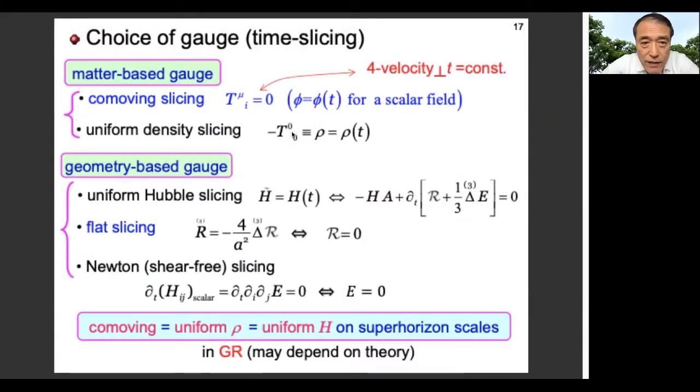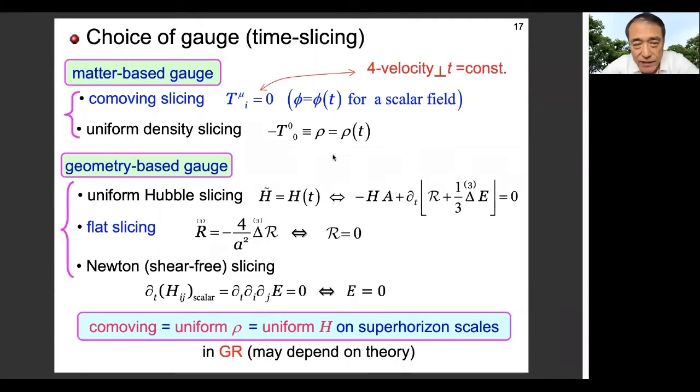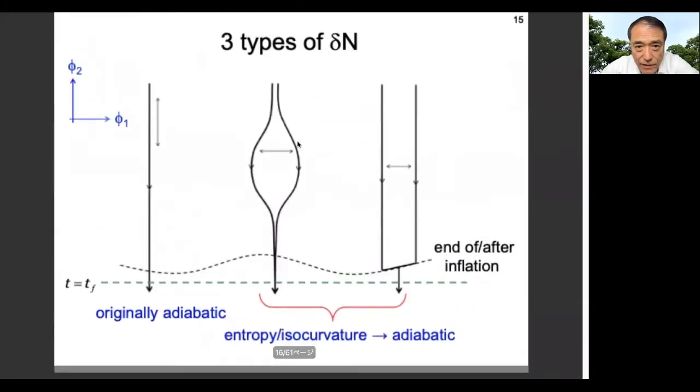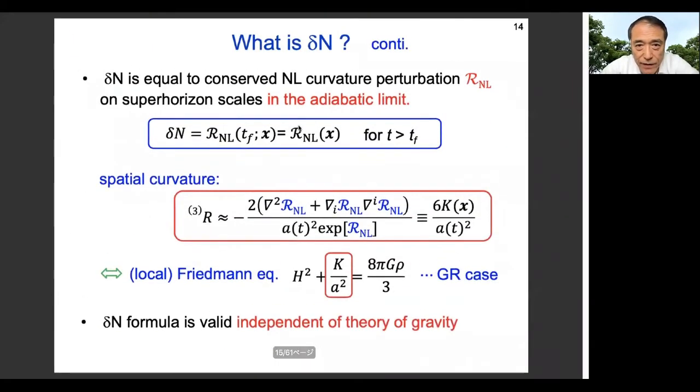Anyway, you can choose either co-moving slicing, especially in the case of a single scalar field, or if not, you may choose the uniform density slice. These two are the most important slicings which you encounter in the discussions. And in the case of a radiation dominated universe, this corresponds to the uniform temperature slice, which I discussed somewhat before. Where is it?